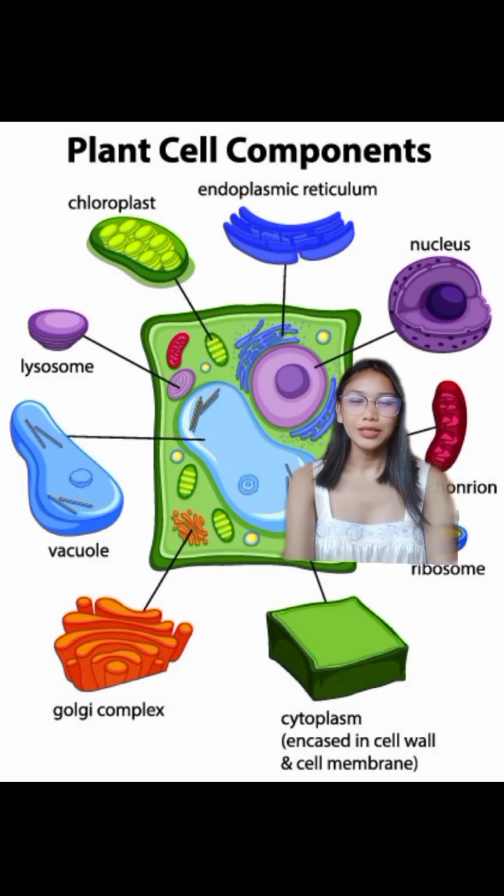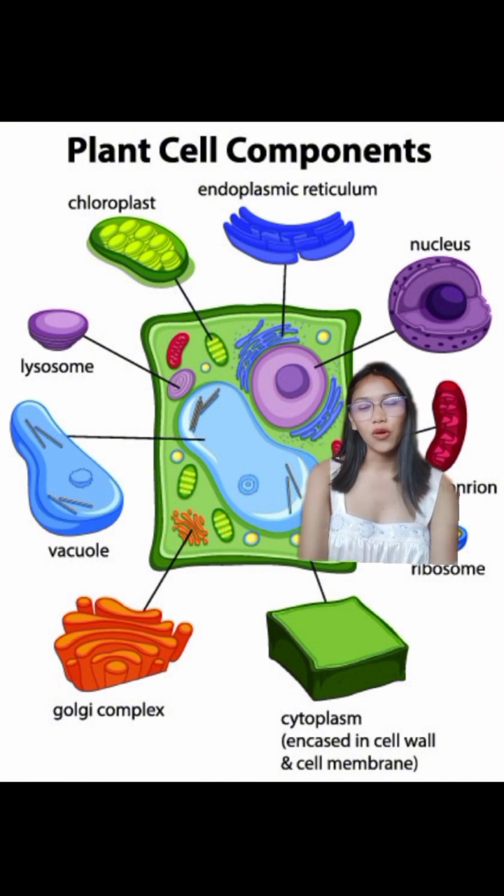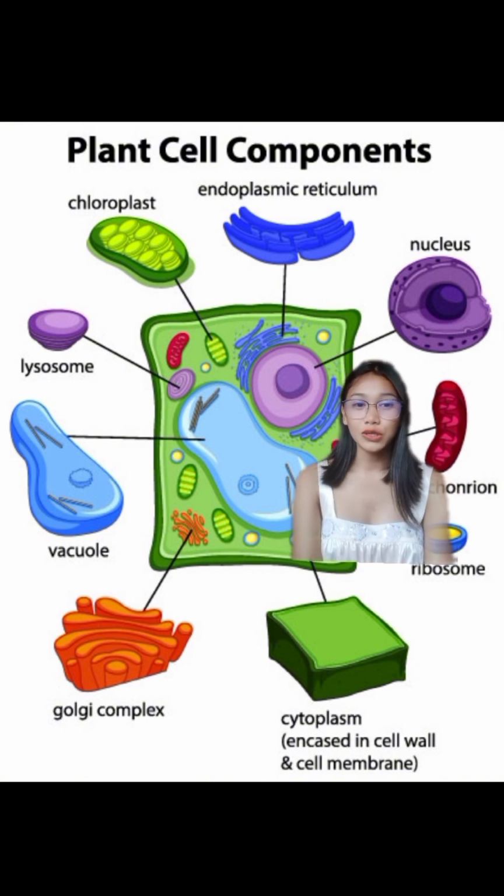Hi, I'm Kim. So today, let me introduce you to the components of the plant cells. So, first we have a nucleus. So when you hear the word nucleus, what comes to your mind? Okay, what really is nucleus? So nucleus is a membrane-bound organelle that serves as a control center and contains the DNA of the cell.